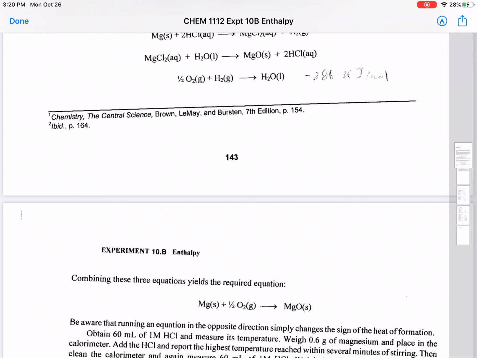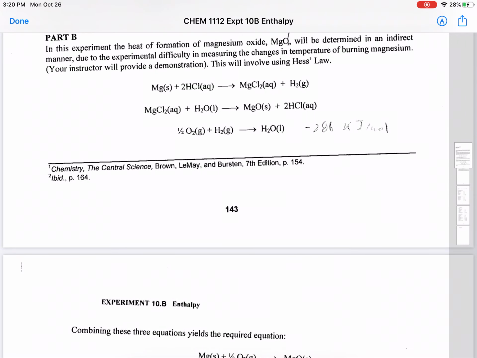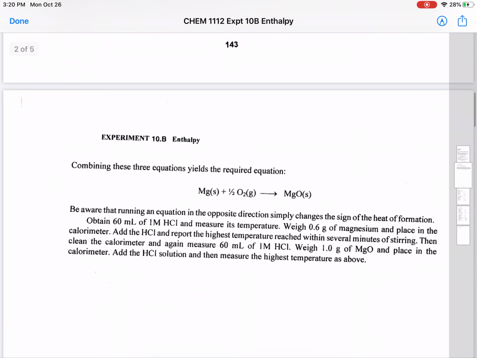Okay, so the reactions that we're going to perform: you're going to mix magnesium with hydrochloric acid, and it's going to give you magnesium chloride and hydrogen. We're going to find the heat of reaction for that, and then we're also going to react magnesium oxide with hydrochloric acid and find the heat of that reaction. And once we find those enthalpies, and we also know the enthalpy of formation of water, with that we can find the enthalpy for the target reaction.